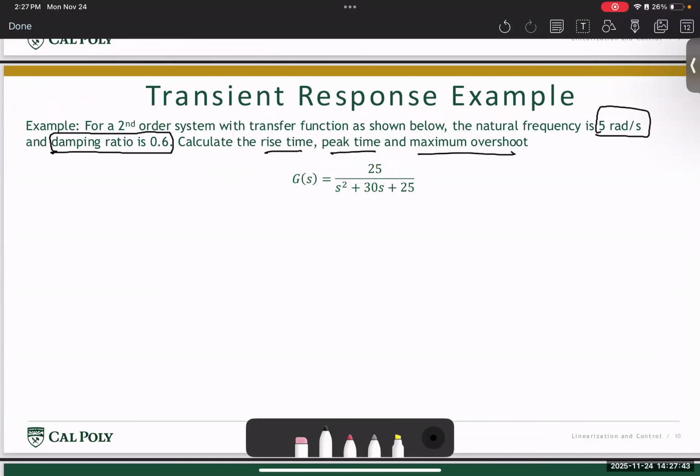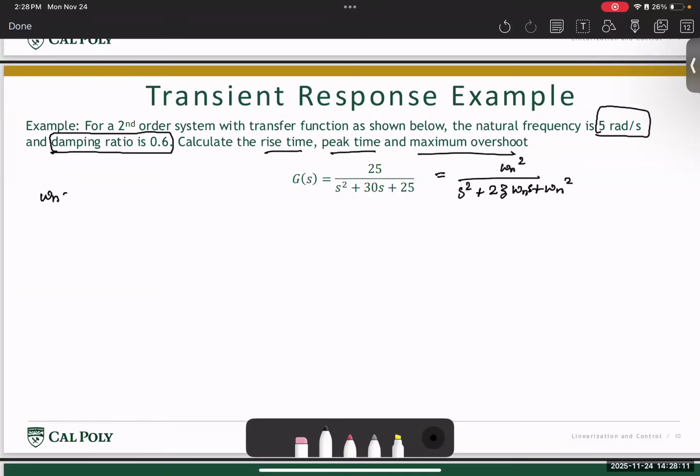All right. So first let's find out the transfer function of the system. Typically, the transfer function for a second order system is given by omega n squared divided by s squared plus 2 zeta omega n times s plus omega n squared. Here in the problem, they said we have omega n as 5 radians per second, and they've given the zeta value to be 0.6.